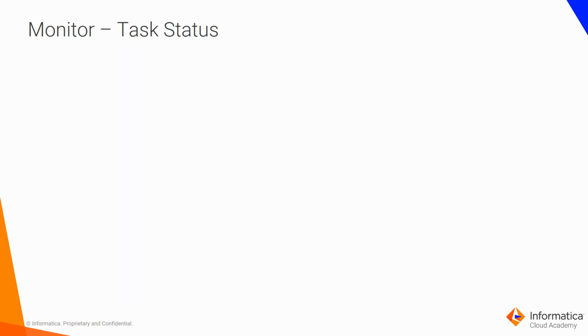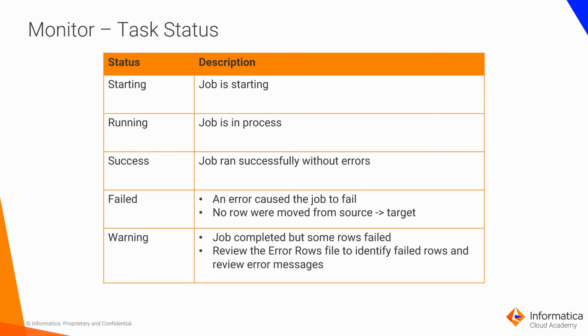After you have run a task, the first thing you will want to review is the status of the job. Synchronization tasks can have one of the following statuses. Starting, which means the job is starting. Running means the job is still in process. Success, this indicates that the job ran successfully without any errors. Failed, this indicates that the job failed to complete due to an error, and that no rows were moved from source to target. Warning, this indicates that the job completed, but one or more rows failed. In case of the warning status, an error rows file is generated, which you can review to see the failed rows and error messages.